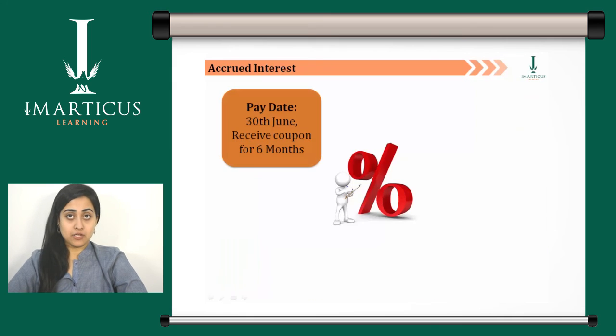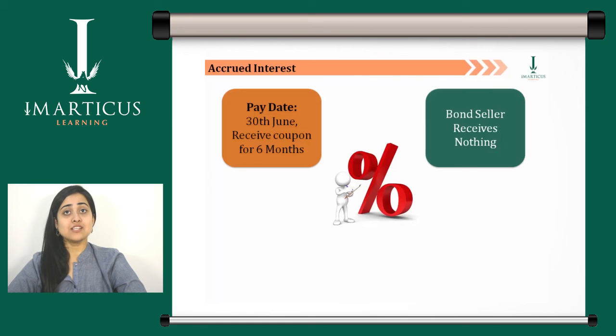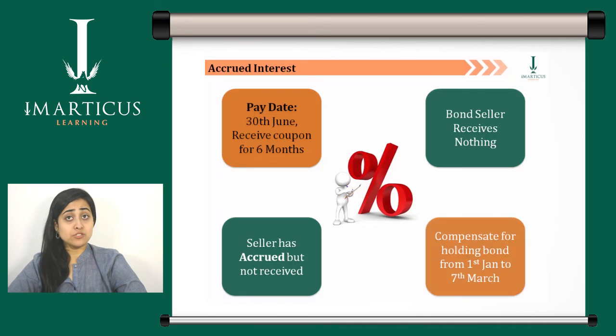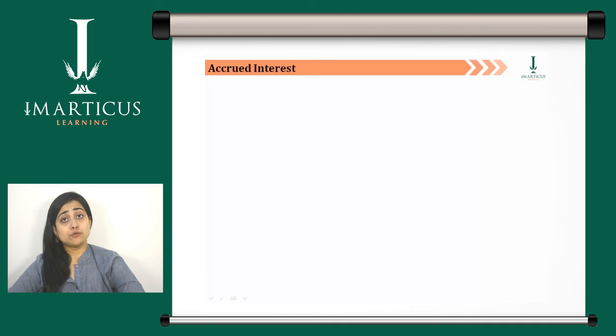On the next coupon pay date, that is 30 June, the company will pay you the coupon for 6 months, while the bond seller will receive nothing since he has sold the bond in between the cycle. In other words, the seller has accrued or earned but not received the coupons from the last coupon payment date. So shouldn't you compensate the seller for holding the bond from 1st January till March 7? Hence, while purchasing the bond, you will compensate the seller by paying him the accrued interest. Moving on to accrued interest.